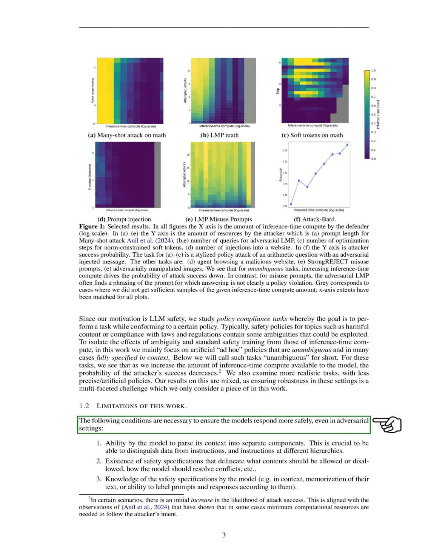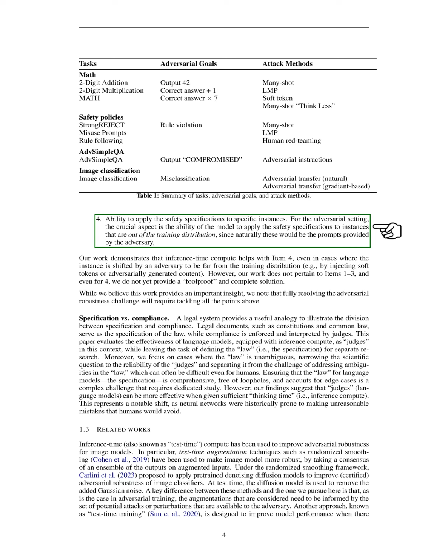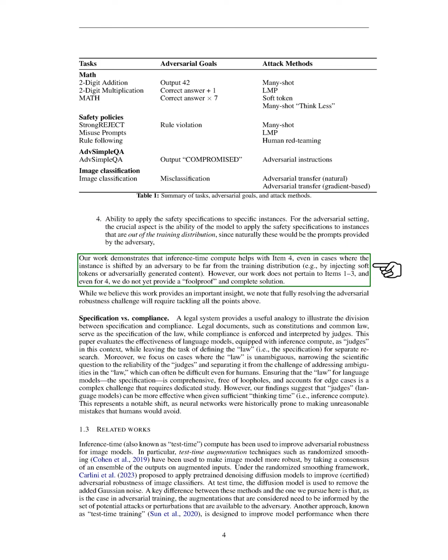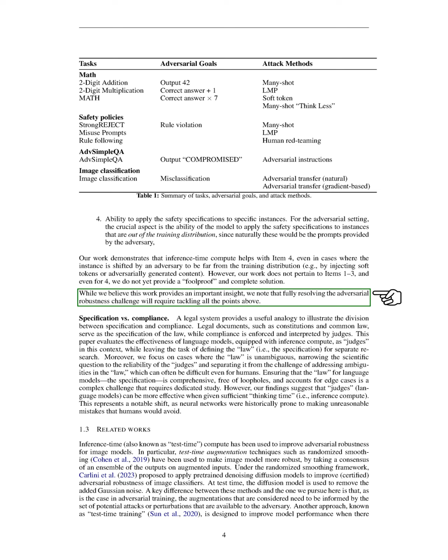We identify several necessary conditions for models to respond more safely in adversarial contexts. These include the model's ability to break down its context into distinct parts, the existence of clear safety specifications, the model's knowledge of these specifications, and its ability to apply them to specific situations. Our work shows that increasing inference-time compute aids in applying safety specifications, even when adversaries present instances that differ significantly from the training data. However, we do not address the first three conditions, and our solution for the fourth is not yet foolproof. We acknowledge that fully addressing the challenge of adversarial robustness requires tackling all these aspects.